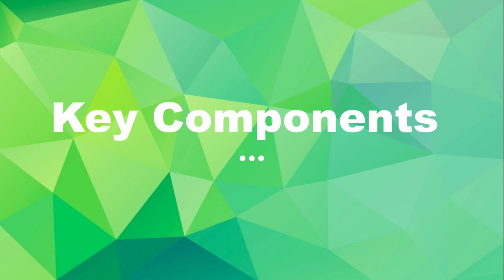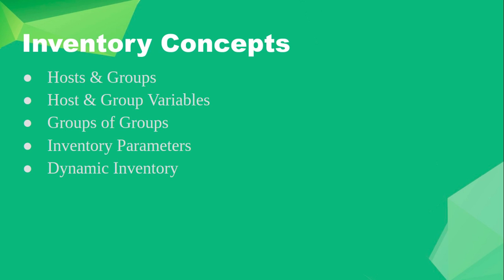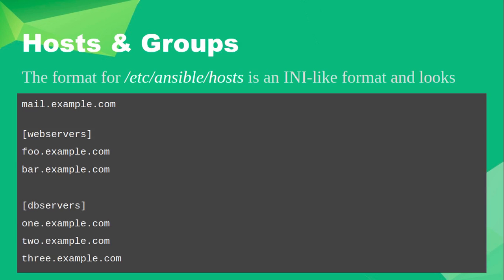Now let's talk about the key component, that is inventory. The inventory concept contains host, group, host and group variables, groups of groups, inventory parameters, and dynamic inventory. Let's see how we can create it. We have one location called /etc/ansible/hosts, which is something like an ini file, and inside that you can give all the inventory. This inventory contains groups, and all the hosts are there.